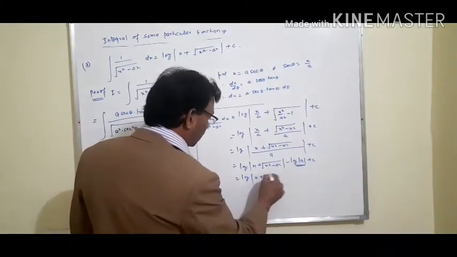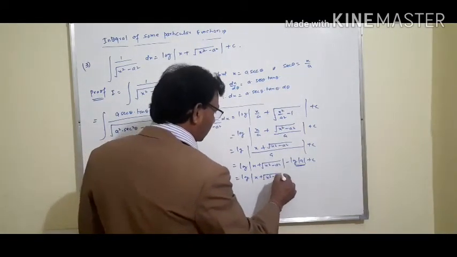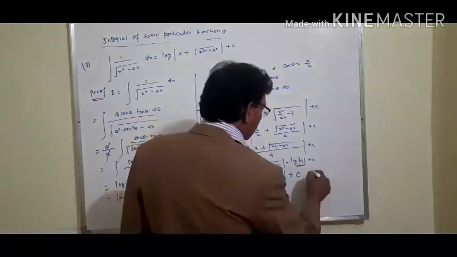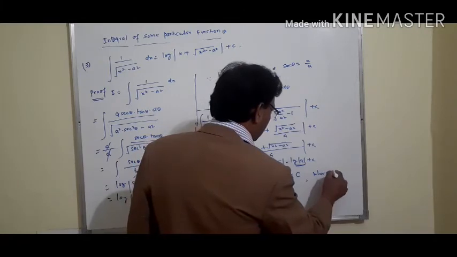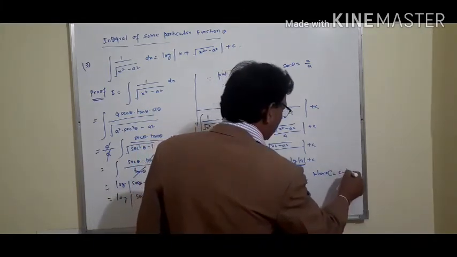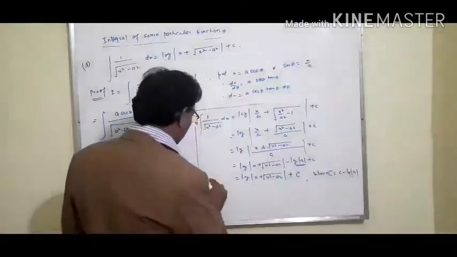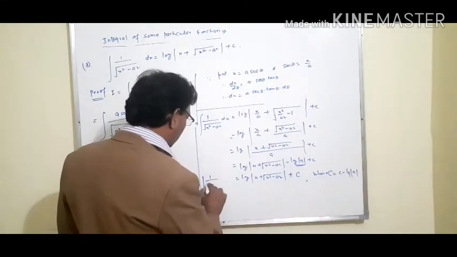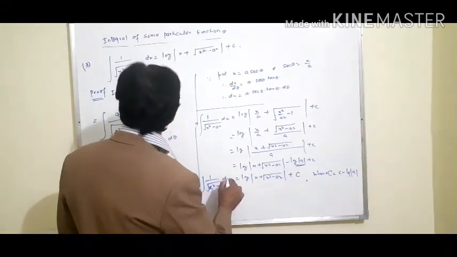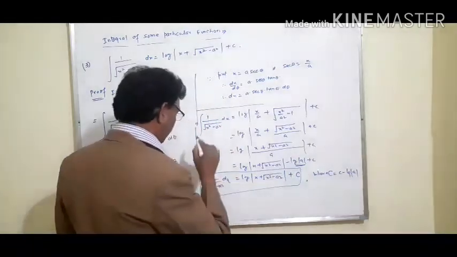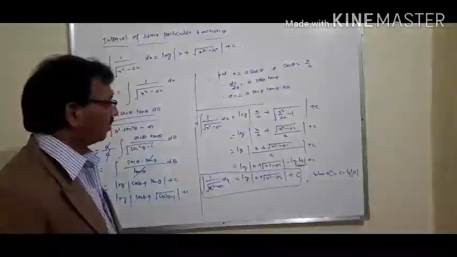Now you can see here minus log a is a constant, so we can write log of x plus root under x square minus a square plus capital C, where capital C equal to c minus log of mod of a. So this is the integration of 1 upon root under x square minus a square into dx. In the next video, we will take the next function.